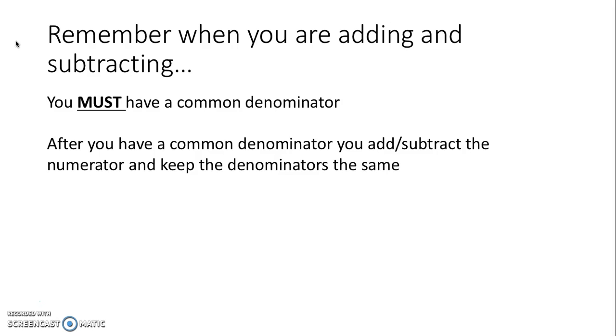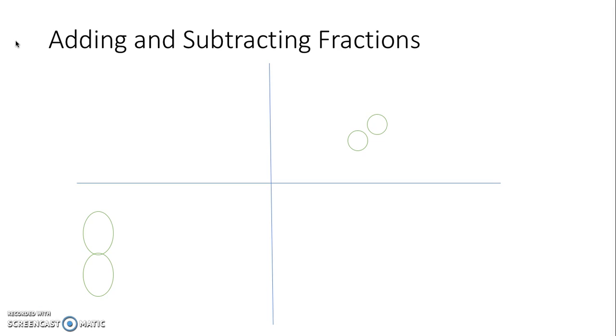So remember, when you are adding and subtracting, you must have a common denominator. You must have a common denominator. Then once you have that common denominator, your next step is to add and subtract the numerator, which is the top, and then keep the denominator the same. So your denominator should be common all throughout what you're adding or subtracting and the answer. So, adding and subtracting fractions.